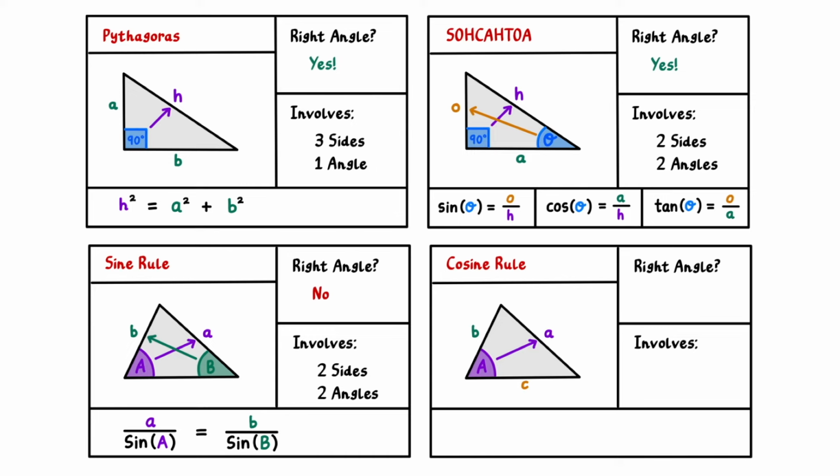The cosine rule is also a general method which does not require a right angle. Given an angle, capital A, and the three sides, a, b, c, we have a squared equal to b squared plus c squared minus 2bc times the cosine of A. Counting the sides and angles, we have 3 sides and 1 angle.